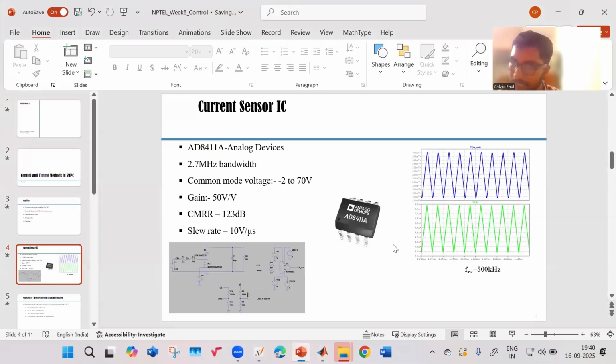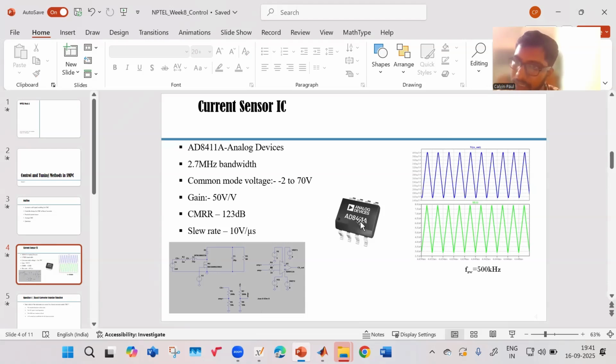So when you're selecting a current sensor, you want the bandwidth to be very high. It is like around 2.7 megahertz. And it should usually be at least 10 times your switching frequency. So you want the bandwidth to be high. Common mode voltage is what voltage it can withstand.